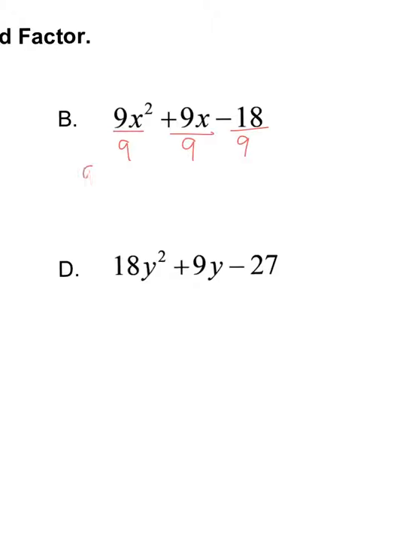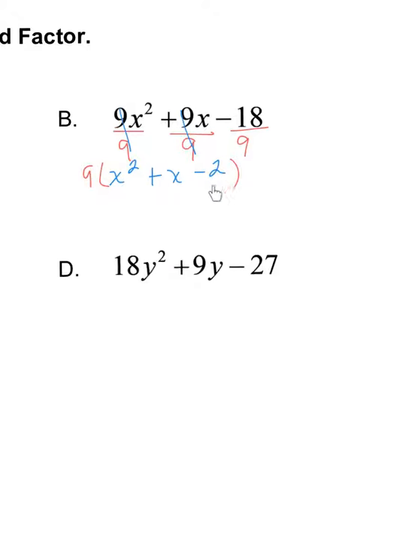So that comes out in front. And then the 9's cancel, and I have an x squared. 9's cancel here, and I have a positive x. And then negative 18 divided by 9 is negative 2. Then look here to see if this is factorable.